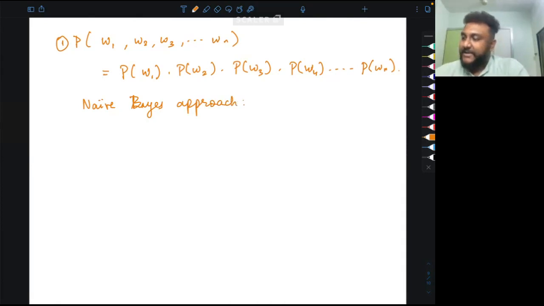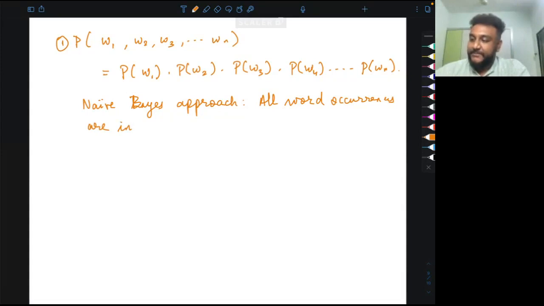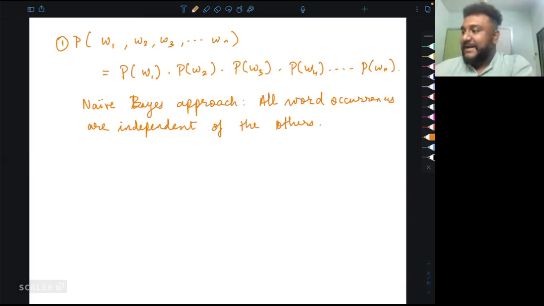What is the assumption here? All word occurrences are independent of the others. Okay, cool. So now let us stop here and analyze this.